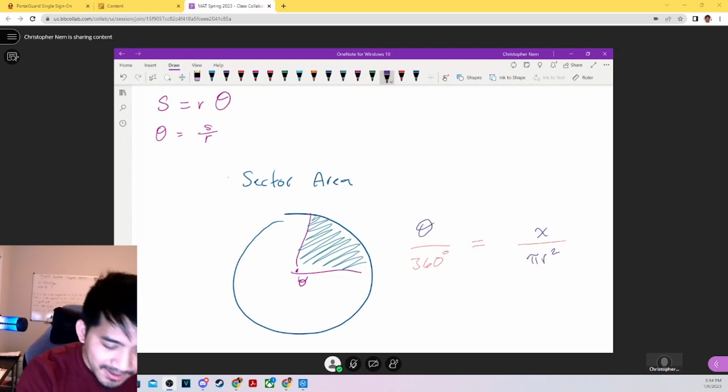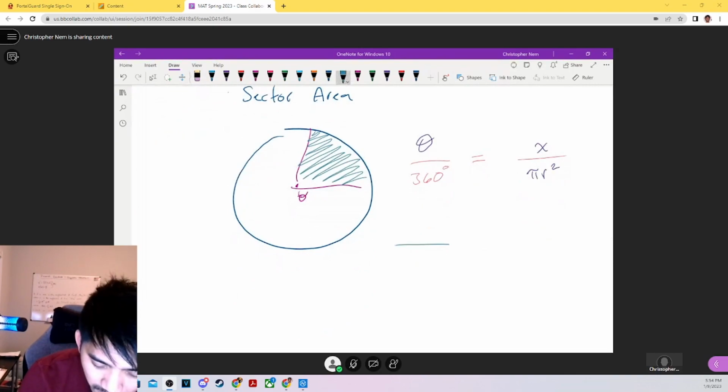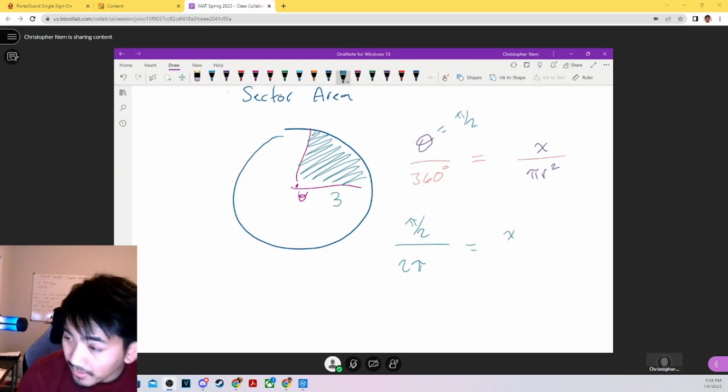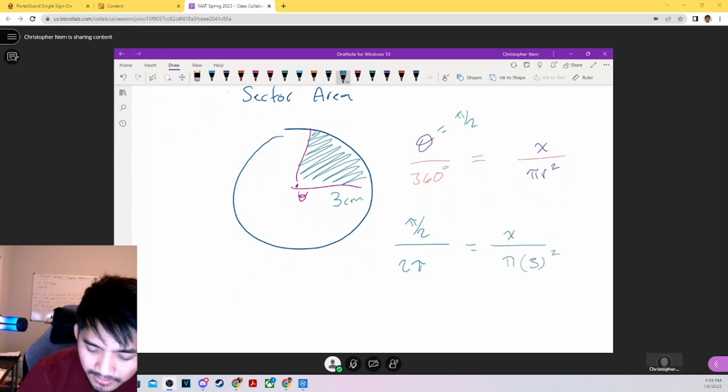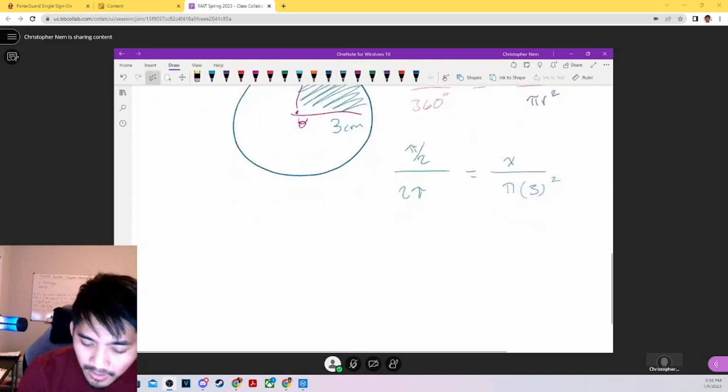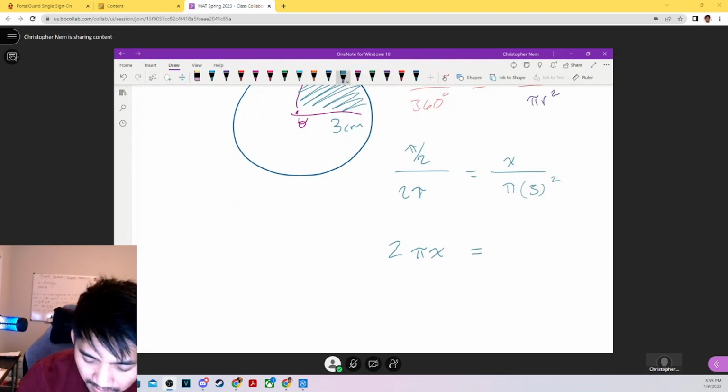Let's give some values where we're going to actually work with radians instead. So let's say you want to work with radians, 2 pi instead. And then I said theta was equal to, let's say, pi halves. You put pi halves over here equals x. And let's say the radius is 3 centimeters. You would do x over pi times 3 squared, 3 centimeters squared. And if you wanted to cross multiply, you have 2 pi x equals, you multiply these together, you get 9 pi squared over 2.